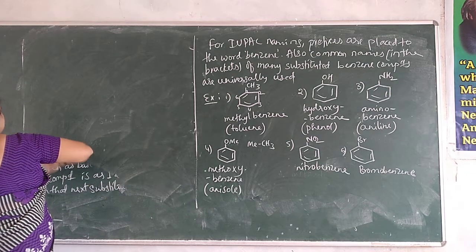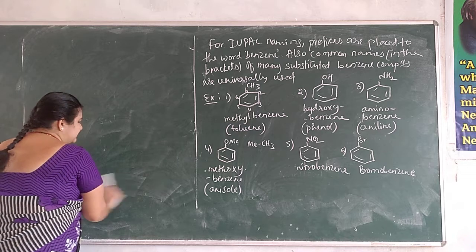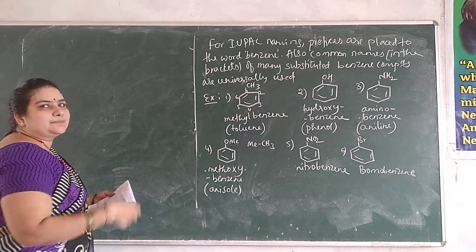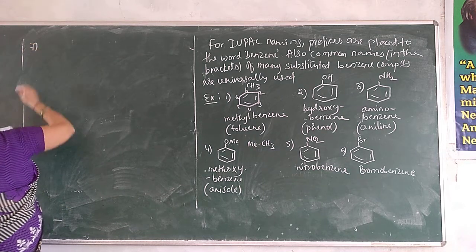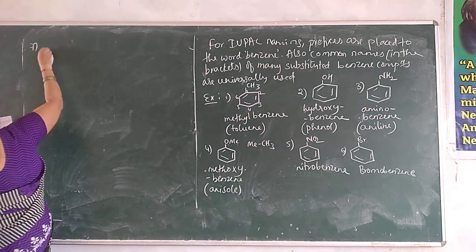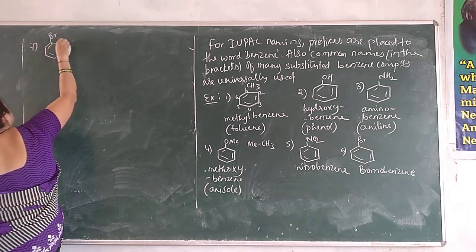Now let me solve some more examples in which 2 to 3 substituents are present in the compound. So now the seventh one, example number 7, benzene ring 1, 2.